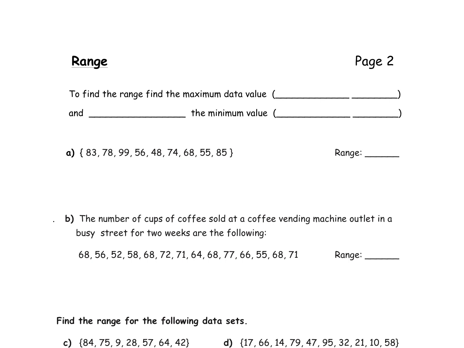So, to find the range, we find the maximum data value, which means the highest number, and we subtract the minimum value, in other words, the lowest number.